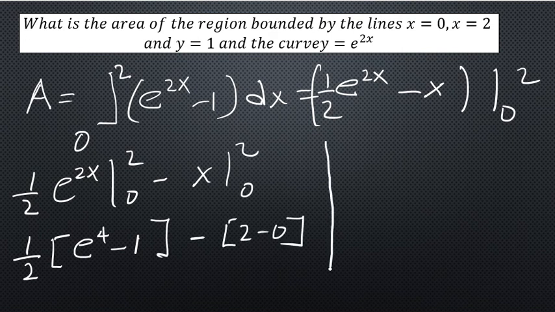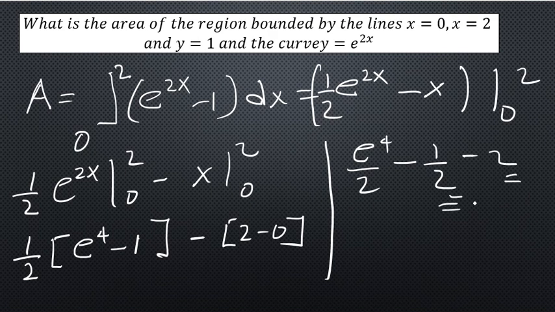Therefore, let's come here. 1 over 2 will multiply each of them. So e to the power of 4 over 2 minus 1 over 2, because 1 over 2 multiplied with 1 will be 1 over 2, then minus 2. These two are constants, both of them. So we can subtract, because this denominator is 1. By crisscross, we can finalize. It's going to be e to the power of 4 over 2 minus 5 over 4.